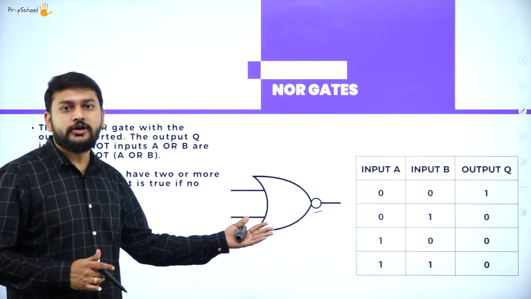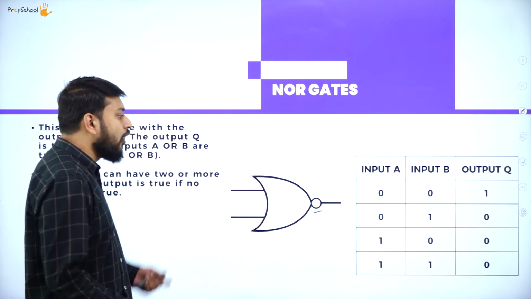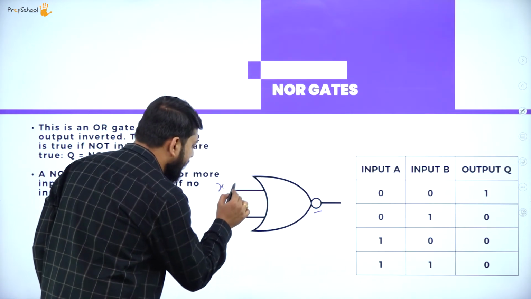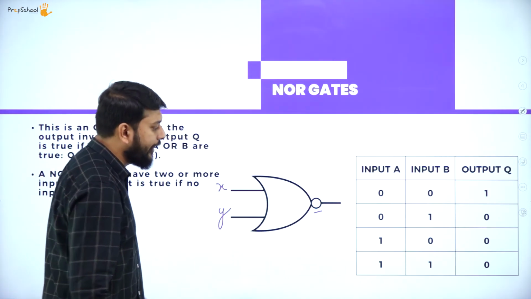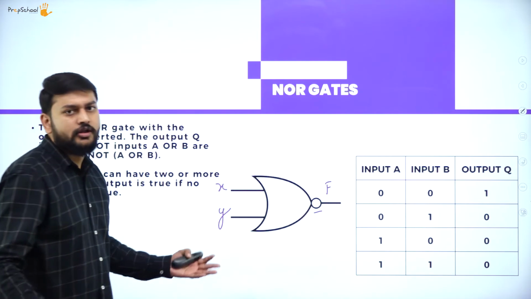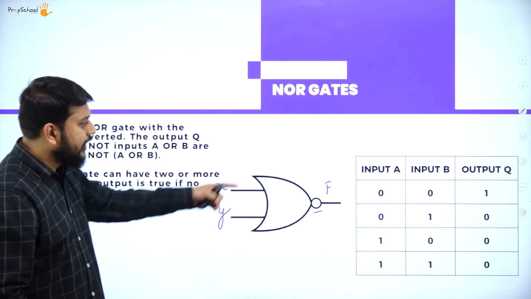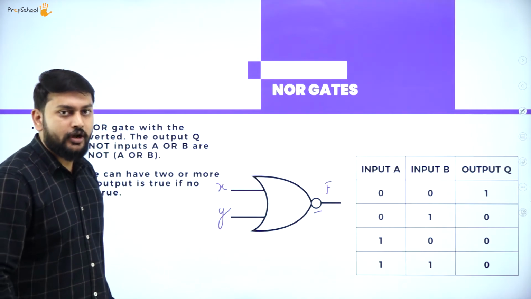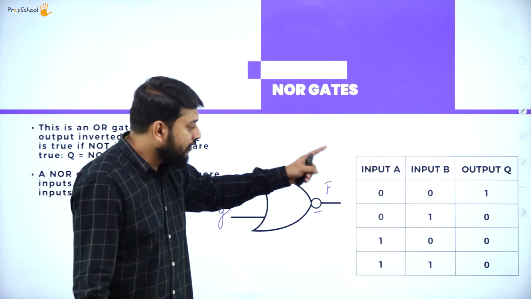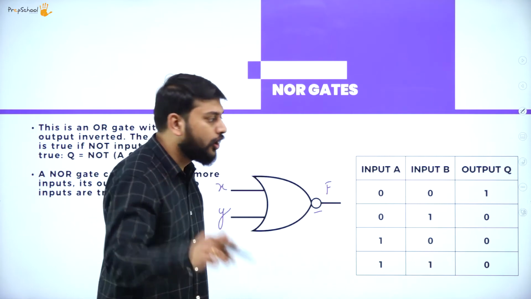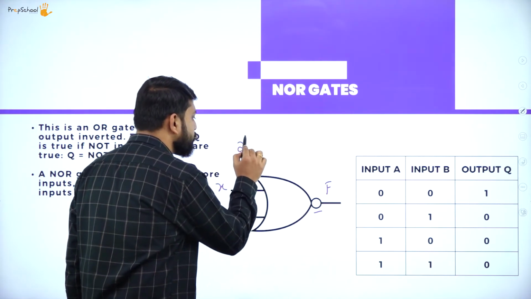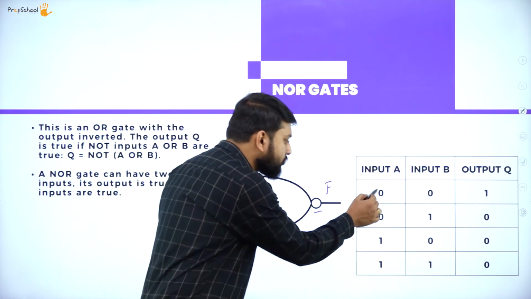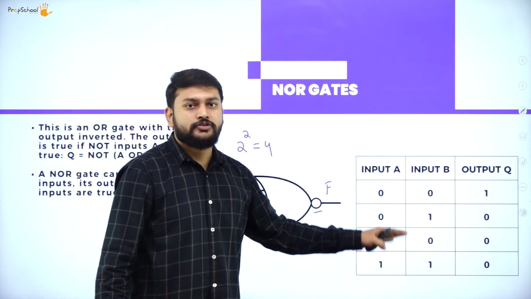Hope you understood the graphical symbol of this. How do we write the OR gate? Let's have two inputs, X and Y, and the output as F. Instead of that, I have just written input A and input B and output Q here. Since I have two inputs, I have four combinations. You all know that if I have two inputs, 2 to the power of 2 is 4, that's why I have taken 4. So I have 0, 0, 1, 1 and 0, 1, 0, 1, which you all know.